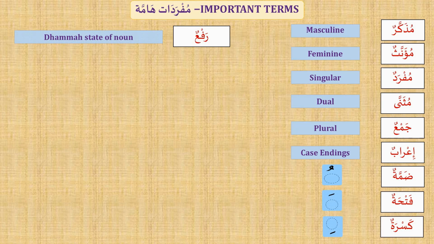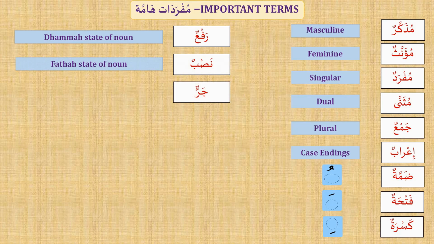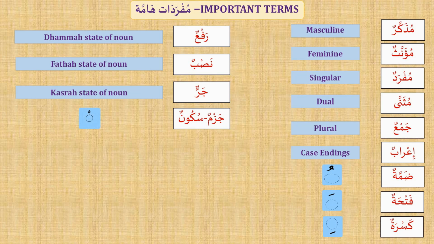رفع, Rafa', Dhamma state of noun. Nasbun, Fatha state of noun. Jarrun, Kasra state of noun. Jazmun or Sukun, that is free from any three harakah, Dhamma, Fatha or Kasra.